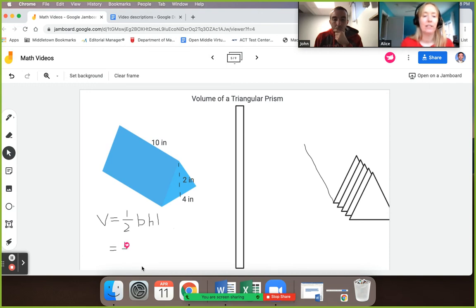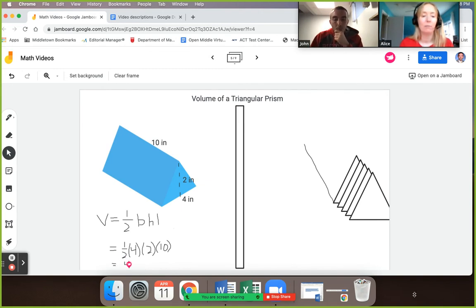And my base is 4. My height is 2. And my length is 10 inches. So 1/2 times 4 is 2. 2 times 2 is 4. 4 times 10 is 40. So my answer is going to be the volume is 40.